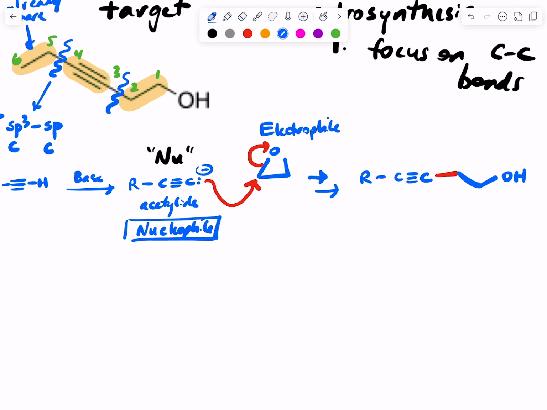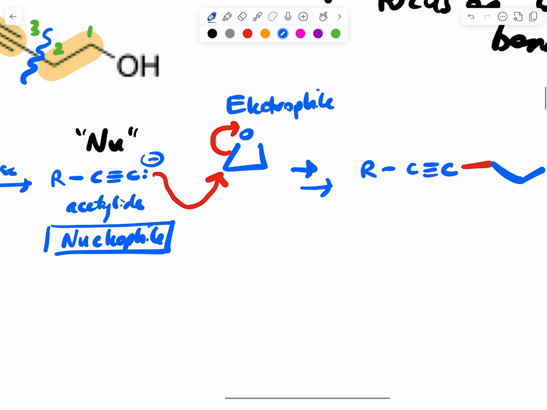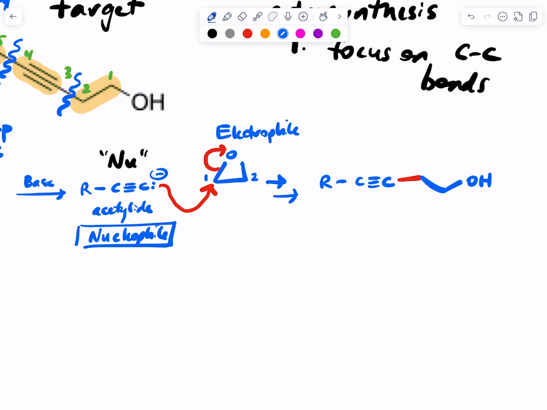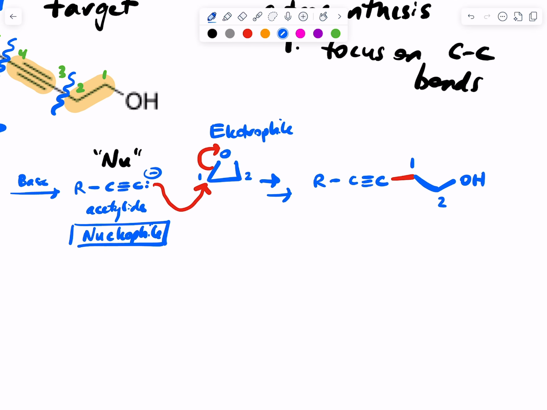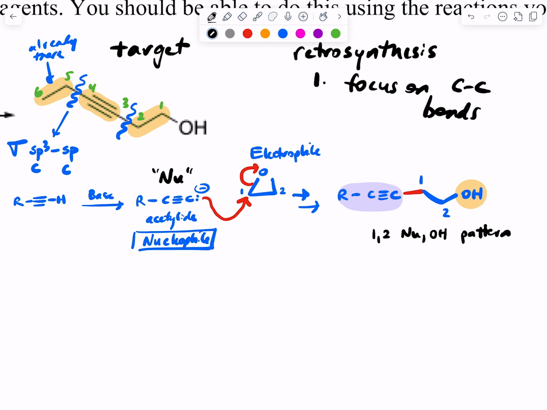Interestingly, and I've mentioned this before, when you do a reaction where you open up an epoxide with a nucleophile, you get a structural pattern where you have an OH on one carbon and then your nucleophile on the other carbon. That's what I'm going to call a 1,2 nucleophile OH pattern. And if you look for that in the product, that can give you an idea of how to make the bond. Does anybody see that structural pattern in the product?